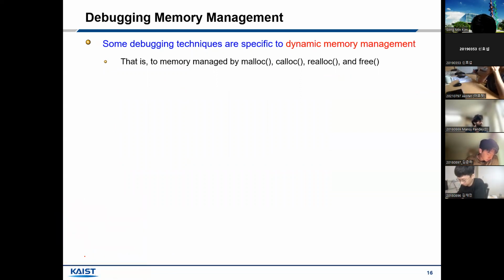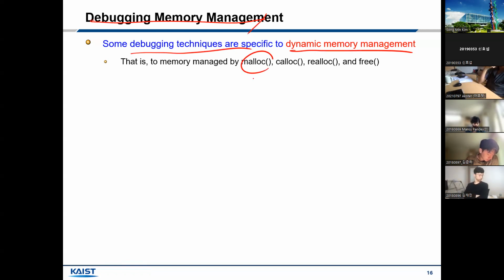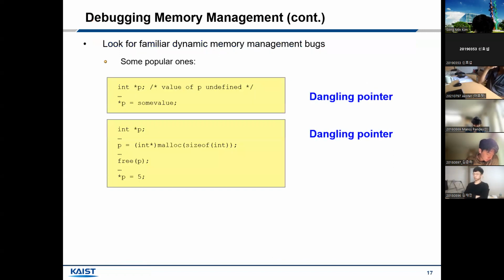Some debugging techniques. Let's talk about debugging memory management. Some debugging techniques are specific to dynamic memory management, like malloc, calloc, realloc, and free. Let's look at this example here. Let's look at some of the very typical errors that happen a lot when you're using dynamic memory allocation.